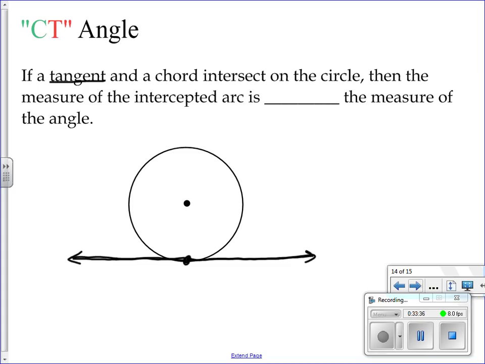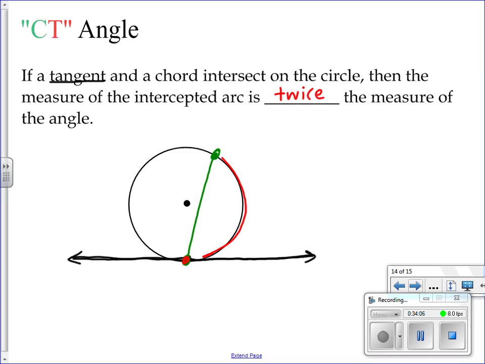Now a chord starts at one spot on the circle, goes to another spot on the circle. So let's say I have these two segments, or a line and a segment, and they end up intersecting on the circle. So here they're intersecting at this point. Then the measure of the intersected arc, meaning the part of the circle that this angle is opening up to, so that would be right here, is twice the measure of the angle.